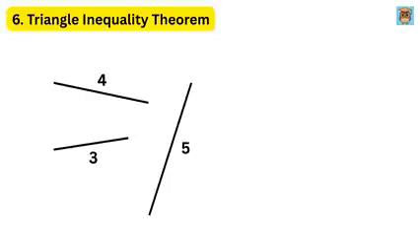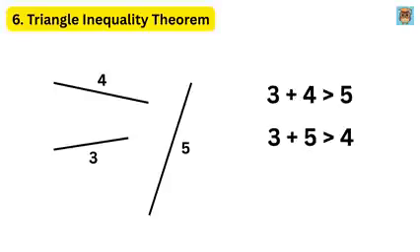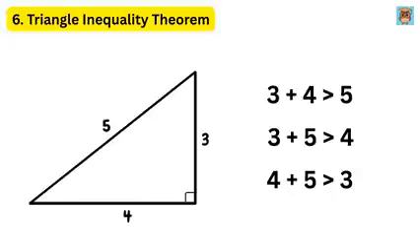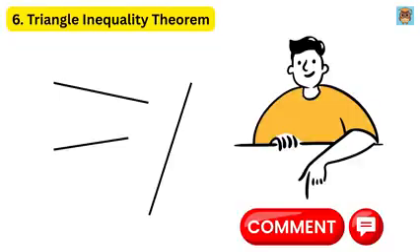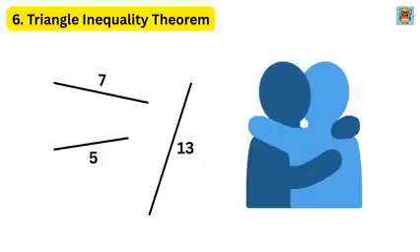But if you have 3, 4, and 5, then 3 plus 4 is 7, more than 5, 3 plus 5 is 8, more than 4, and 4 plus 5 is 9, more than 3. That works. Now let me know in the comments, can sticks of length 5, 7, and 13 make a triangle? Every right answer will get my hug.